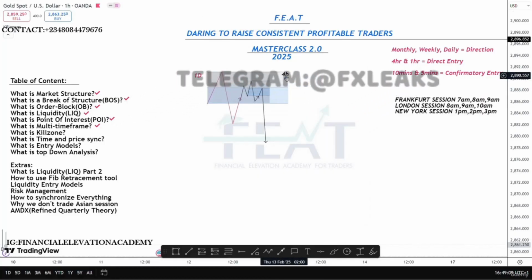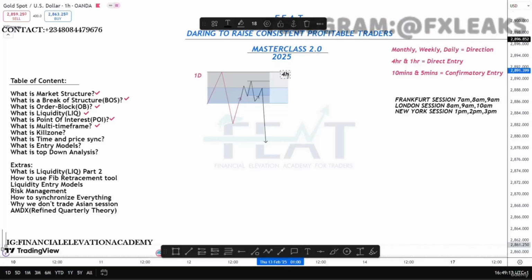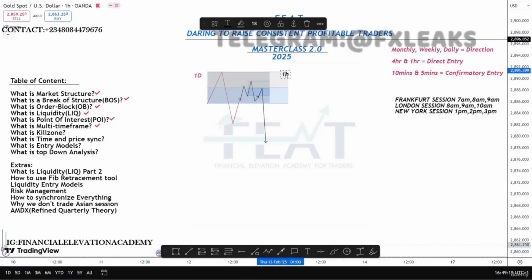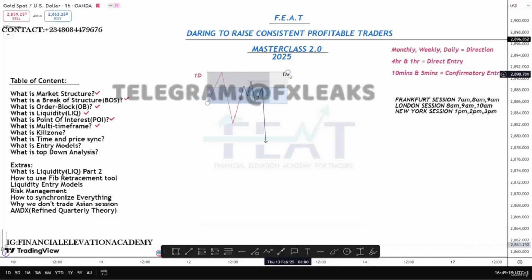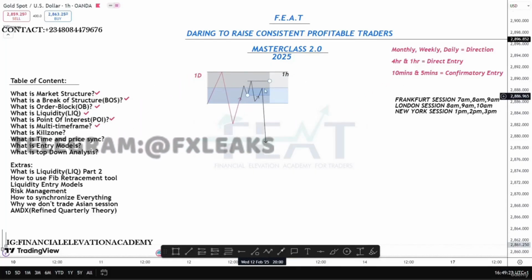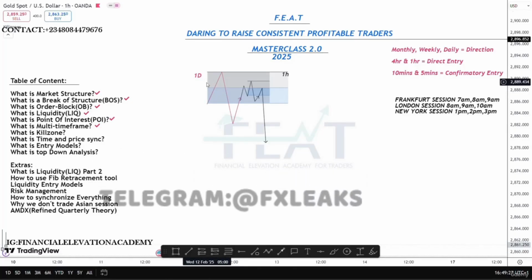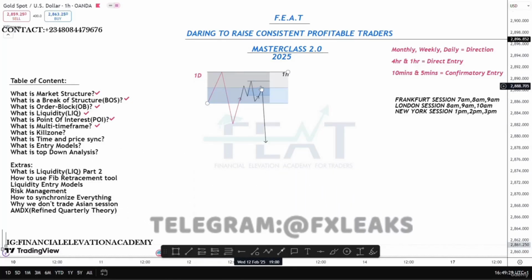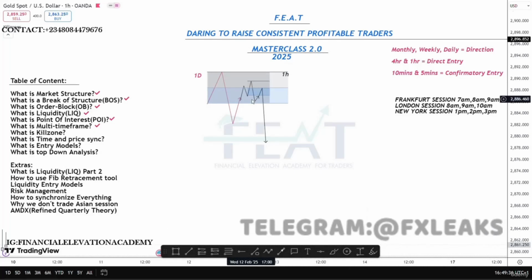This could be 1 hour too, as the case may be. So the black represents this structure here, and the red represents the daily. So 1 day candle, this is it. Then zooming into the 1 day, you see this in 1 hour. So this is like a direct entry approach to the chart.